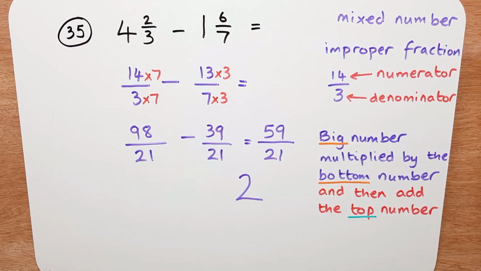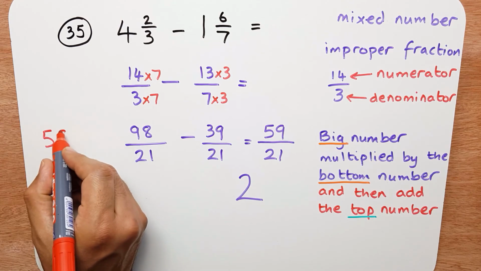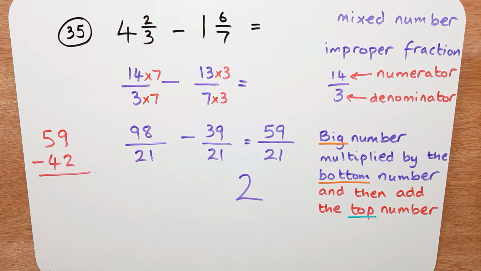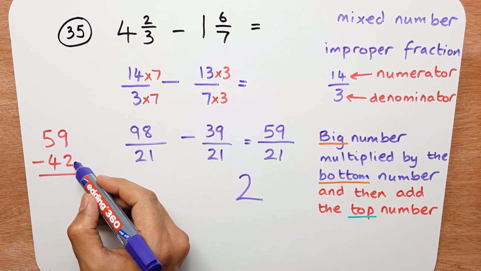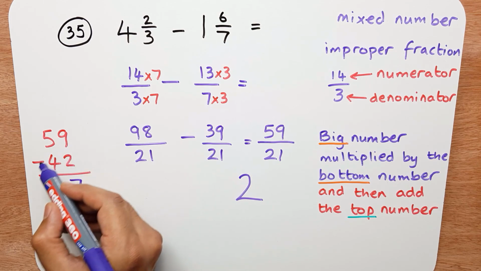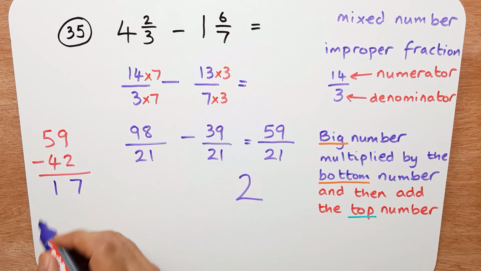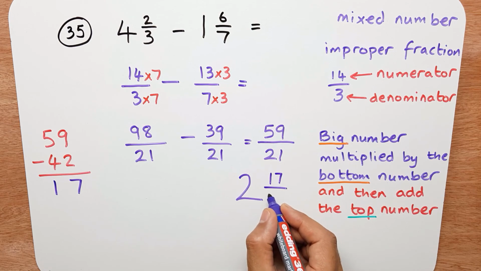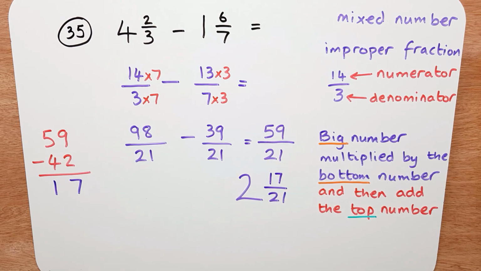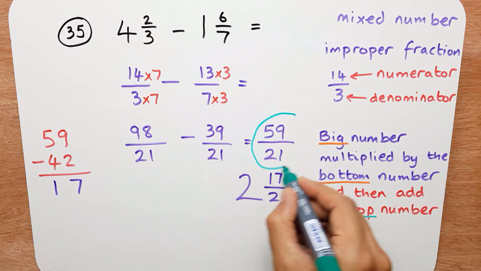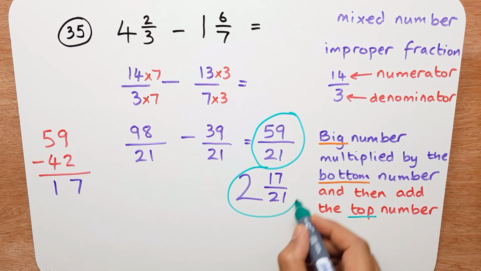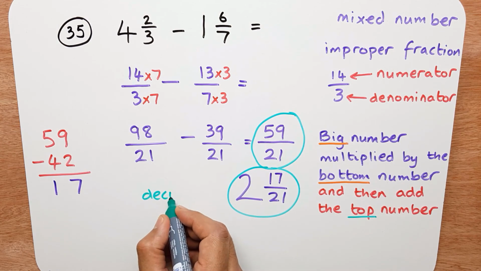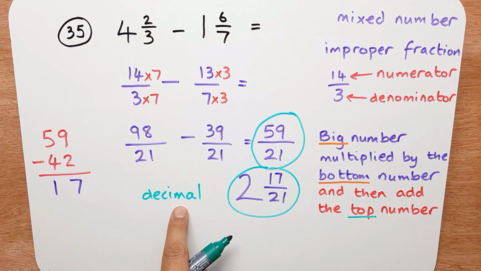So let's do a column subtraction. 59 take away 42. 9 take away 2 is 7. 5 take away 4 is 1. So the remainder is 17. So it's going to be 17 over 21. So our answer we can write as an improper fraction or as a mixed number. We can go one step further and write it as a decimal. And I'll leave that with you.